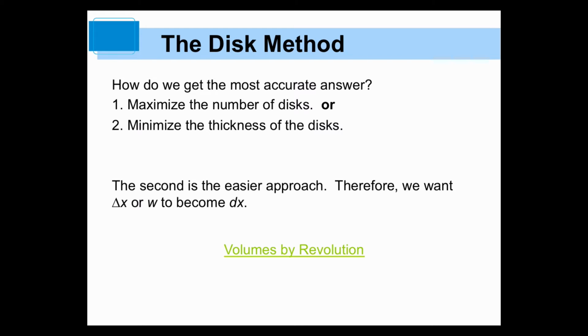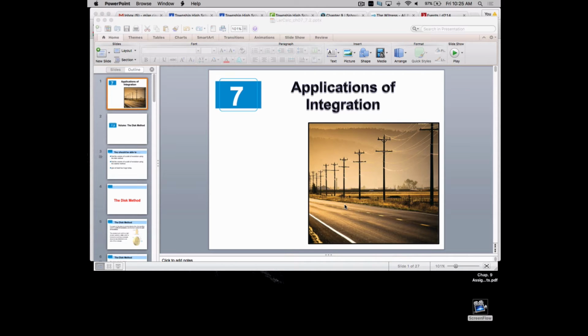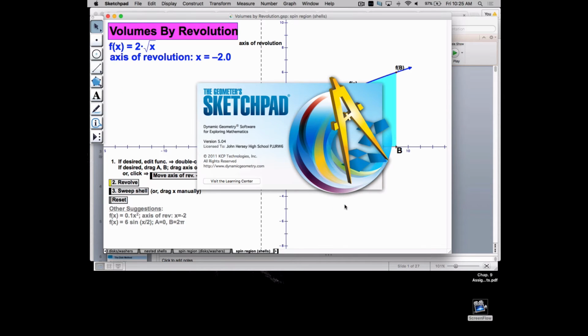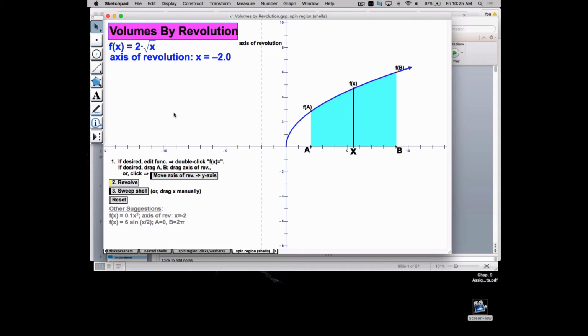So now we have a cool little demo here. Okay, so here's my function. I chose to use 2 times the square root of x, and my axis of revolution is over here. I don't want my axis of revolution over here. I'm going to put it over here.